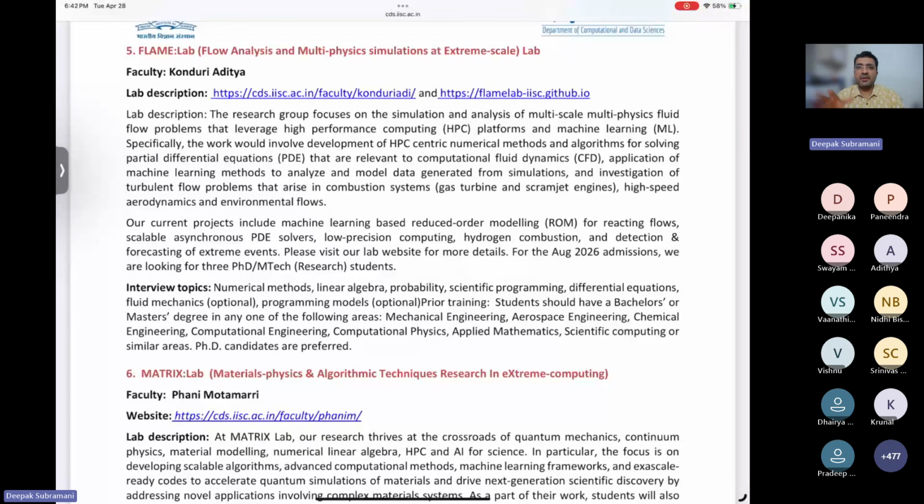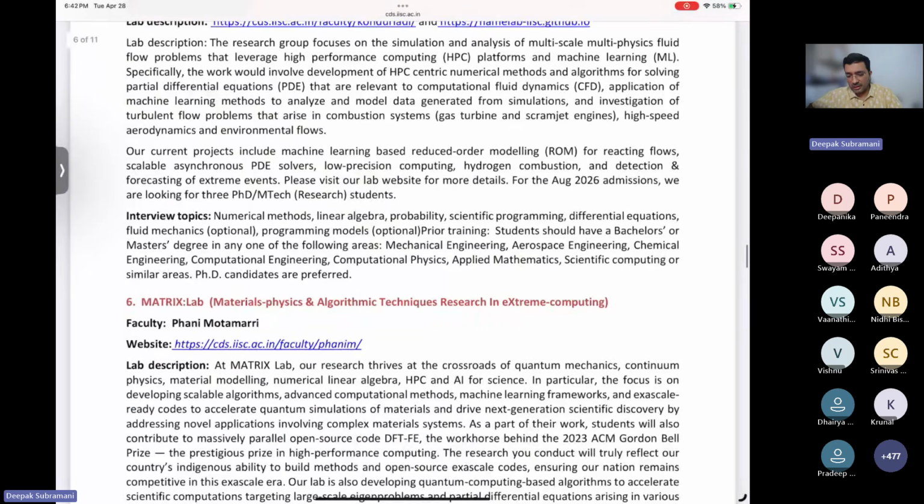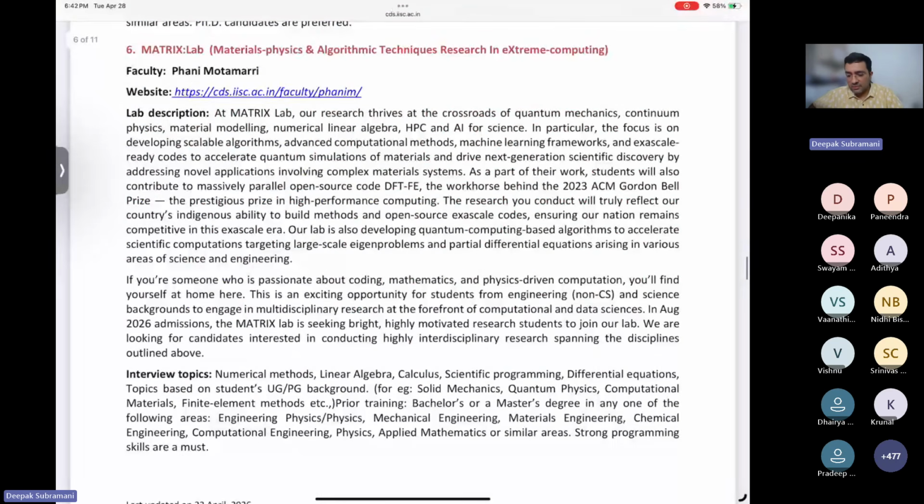So the Flame Lab, as well as the Matrix Lab, and my own Quest Lab, the Tensor Computing Lab, all of these. Interview topics would be numerical methods, linear algebra, probability, scientific programming. This is in addition to the basics, that is the matrix algebra, probability, etc. And this lab does accept students from all backgrounds, something like mechanical engineering, aerospace, chemical, computer science, computational engineering, computational physics, applied mathematics, and we do prefer PhD students over MTech research.